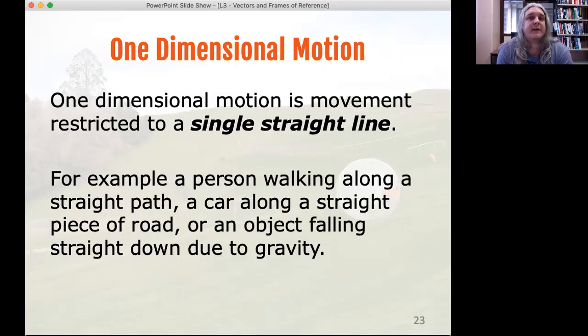And now, as I've already hinted, we've got the idea of dimensions. So one-dimensional motion is movement restricted to a single straight line. And this is, like I was talking about with that box, if you can represent the motion as a single coordinate, as a single distance measurement, and there's no ambiguity about where the object is, that is one-dimensional motion. If you have something that can move in 2 dimensions, then that means you need 2 coordinates. You need an X and a Y.